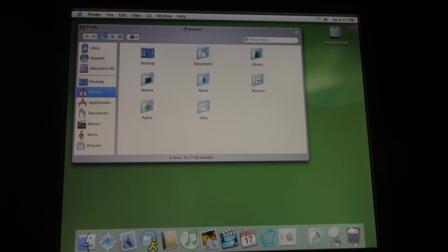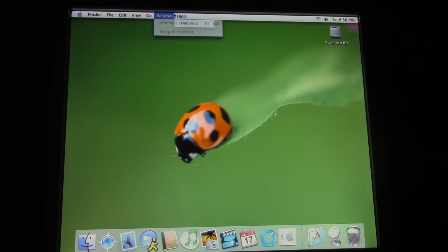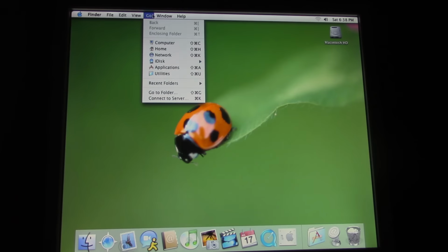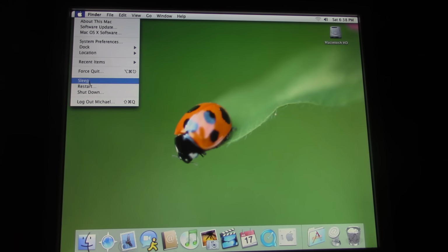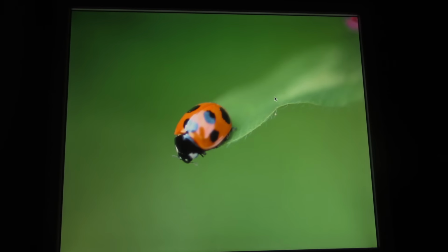But yeah, I think that is pretty much it for the G4 Cube. Again, I don't really want to spend so much time talking about every little thing in OS 10. That wouldn't really be for this video anyway, because it's a G4 Cube video and not an OS 10 video. But yeah, that is just about going to wrap it up for the Power Mac G4 Cube.